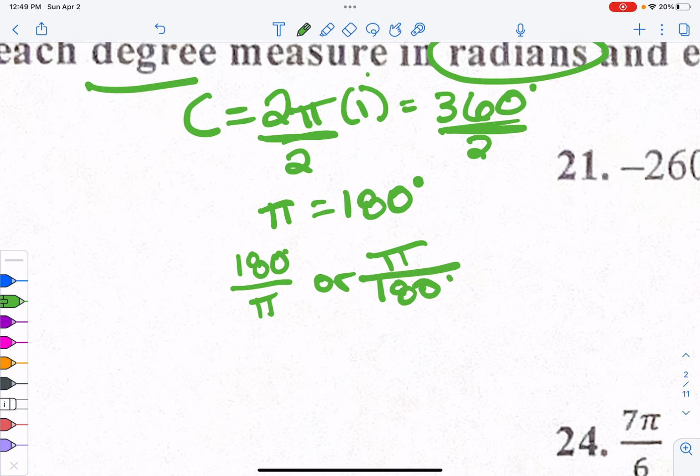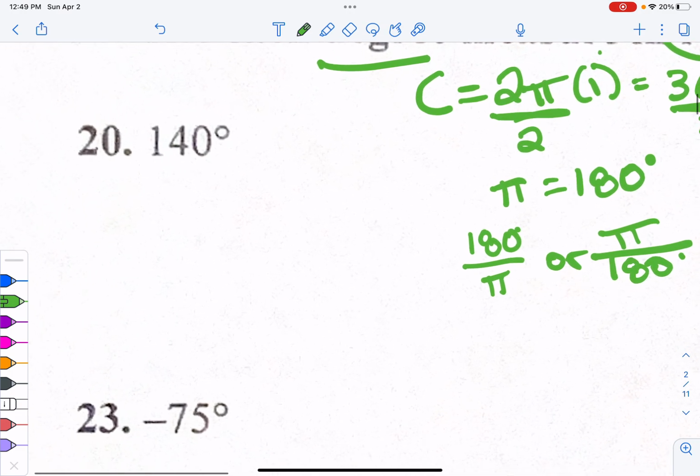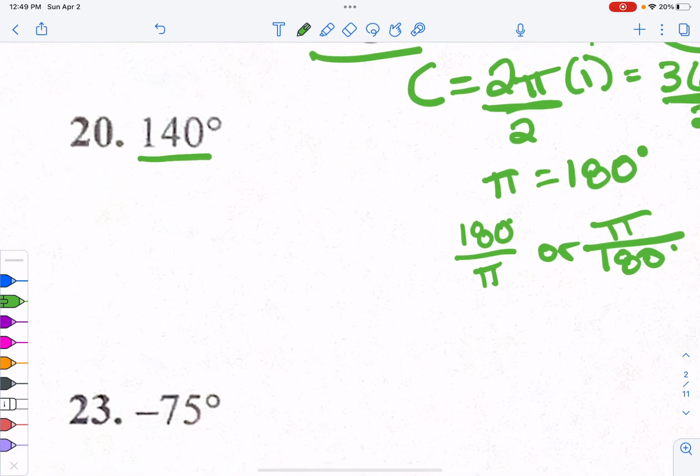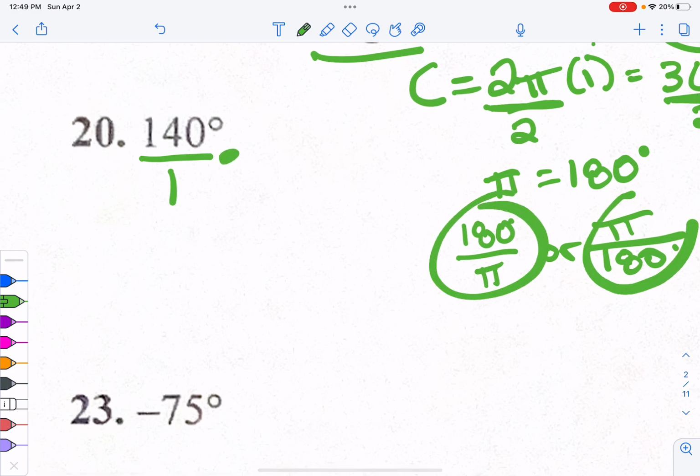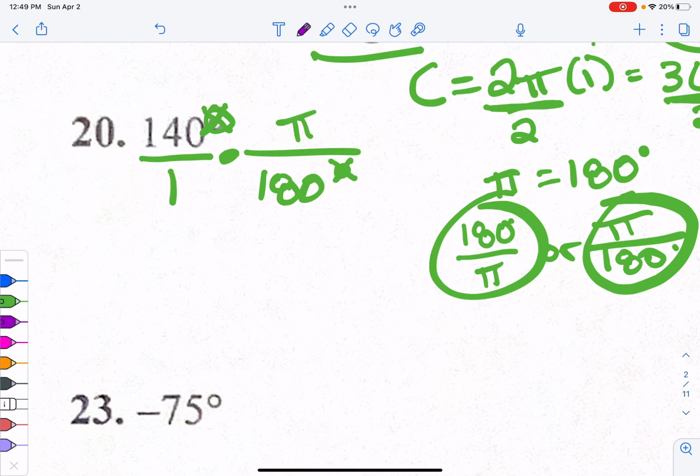Okay, so up at 20, I always start by making my degrees fractions. So I put them like that, and then I want to use either this one or this one to convert them. What I want to have happen is, if this is a degree up here, I want it to cancel with a degree down here. One has to be on the top and one has to be on the bottom. So I'm going to put my 180 degrees on the bottom, and then pi has to go on the top. That's how I make the decision: if degrees is here, then degrees has to go here. Then all I'm going to do is reduce.